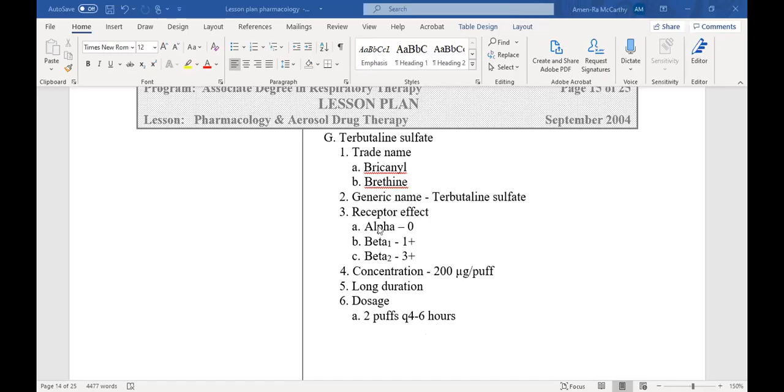Long duration, the dosage is 2 puffs every 4 to 6 hours. Terbutaline sulfate, Bricanyl or Brethine, comes as an MDI at 200 micrograms per puff. And the dosage is 2 puffs every 4 to 6 hours.